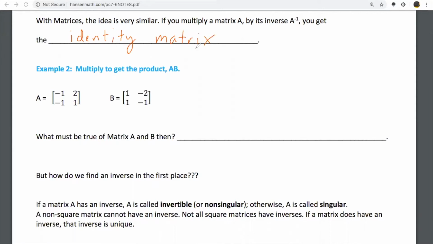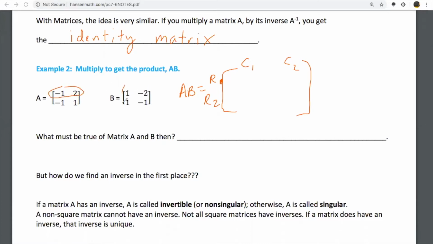Okay, so let's try example 2. This is another matrix multiplication. Let's see what happens if we multiply matrix A times matrix B. Again, we have a 2 by 2 times another 2 by 2, which will result in a product 2 by 2 matrix. So we're going to have row 1, row 2, column 1, column 2.